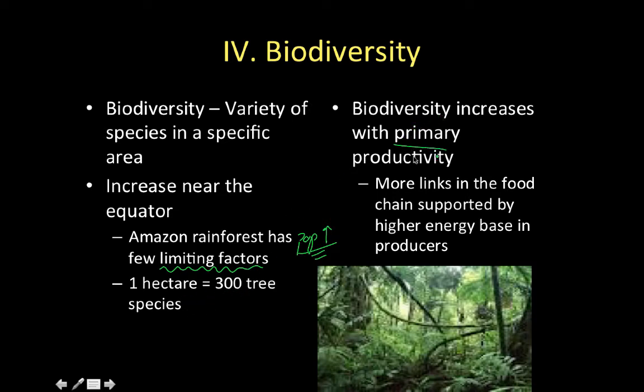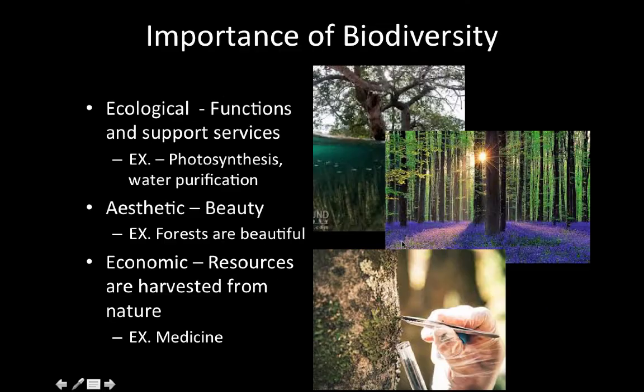Biodiversity increases with primary productivity. So the more plants and the more energy plants can get, the more links in the food chain there are, which means higher energy base. All right, so that's why we can support this diverse ecosystem. So it happens near the equator in this tropical rainforest.